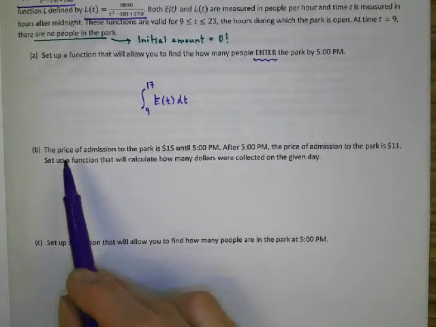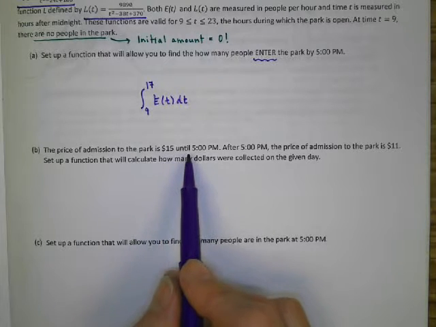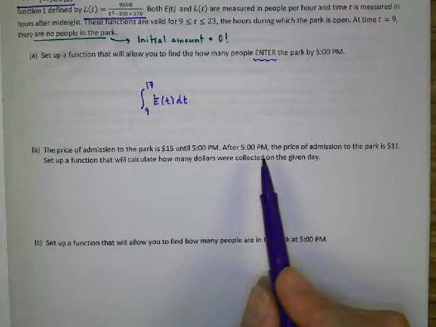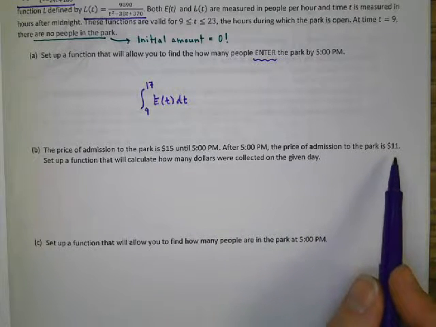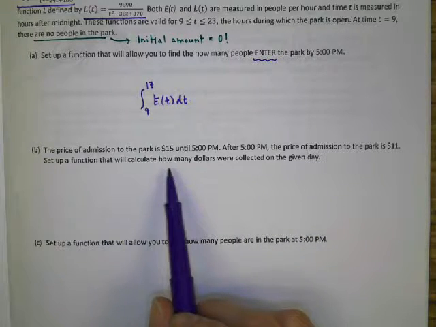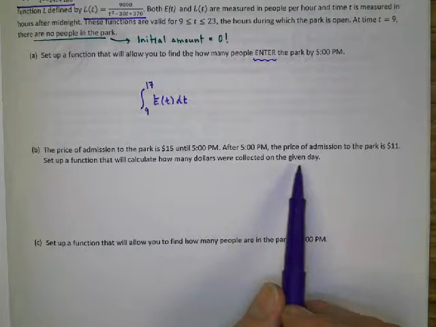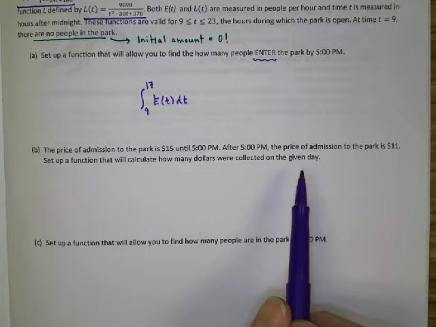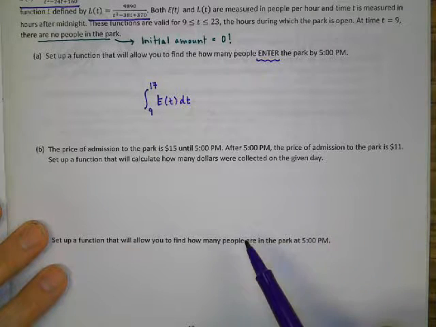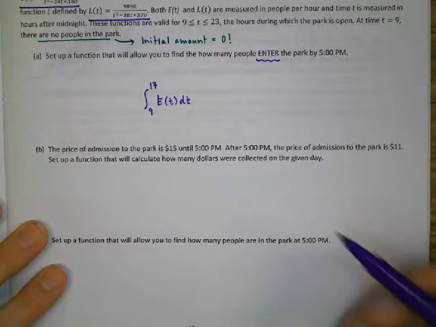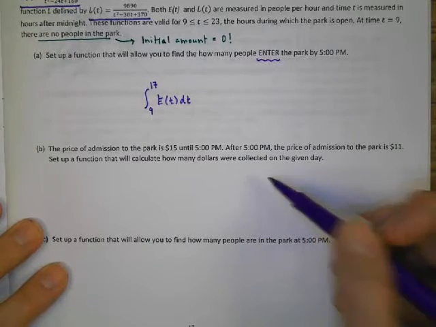Okay, part B, the price of admission to the park is $15 until 5 p.m. and after 5 p.m. the price of admission is $11. So we need to calculate now how many dollars are collected on the given day. So obviously the amount of money collected just depends on the people coming into the park. We're still not worried about who's leaving, we just want to know who came in.